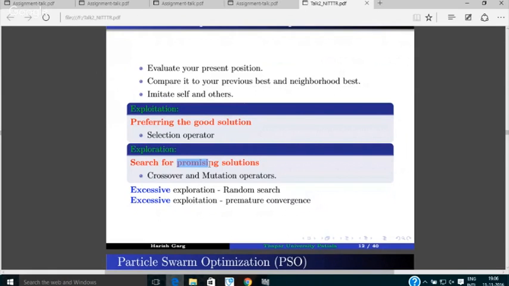Like take two values, and do plus, minus, multiply something. If you find something better, that is crossover, and that is for exploration. If you find the better solution, preserve it. That phenomenon is called exploitation. Excessive exploration is a random search, and excessive exploitation leads to premature convergence. Premature means you get the first thing you find before convergence.